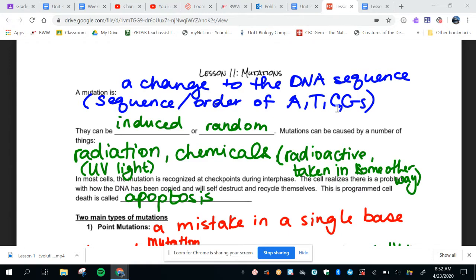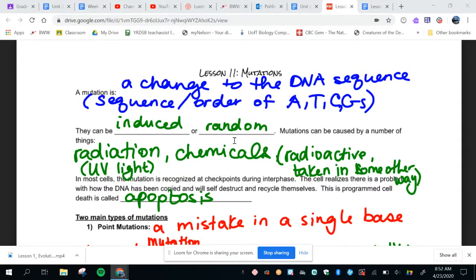But just to really briefly mention, they can be induced or random. So induced meaning that we have a known cause. So things like UV radiation and certain chemicals are known to do this. Some viruses can cause mutations and so forth. The list goes on and on.